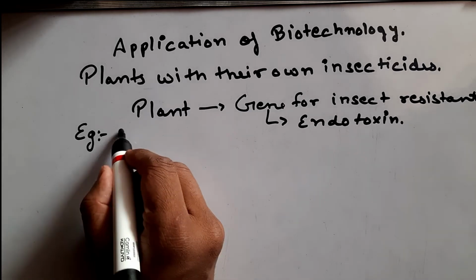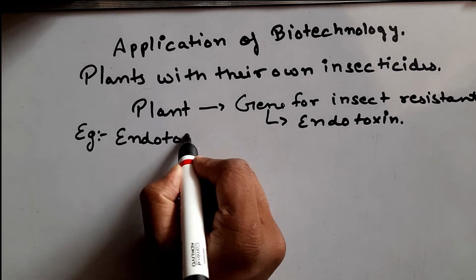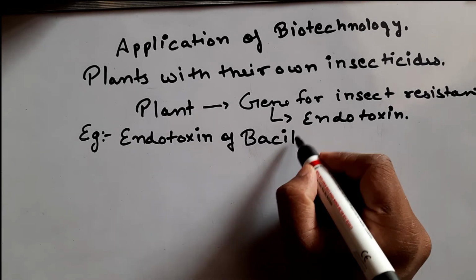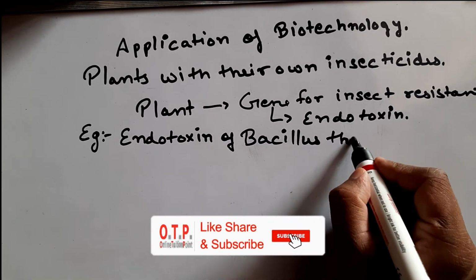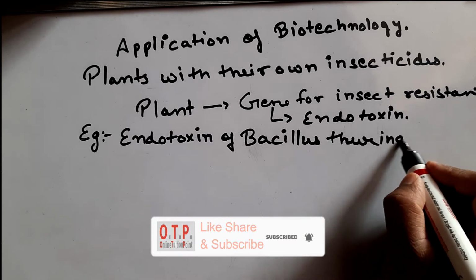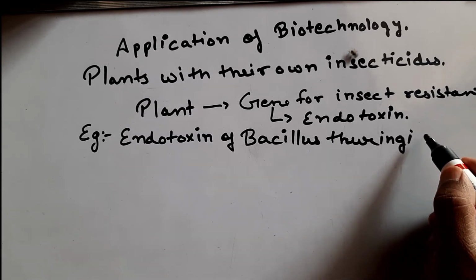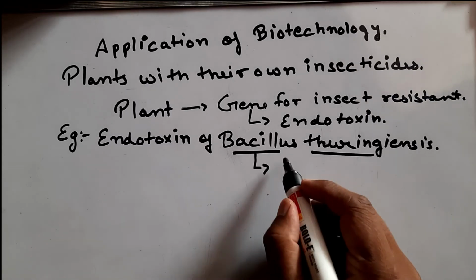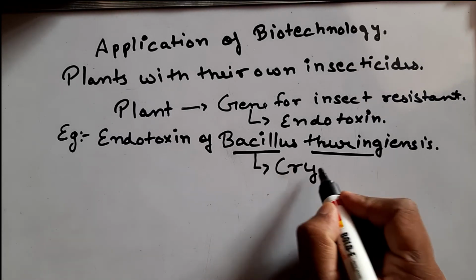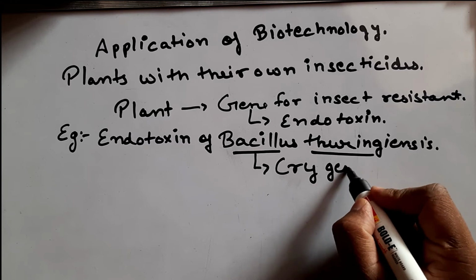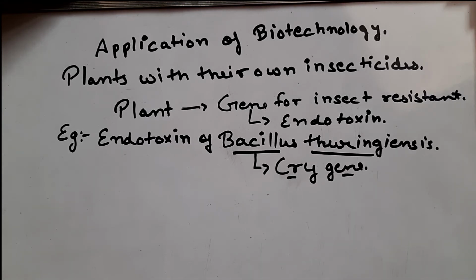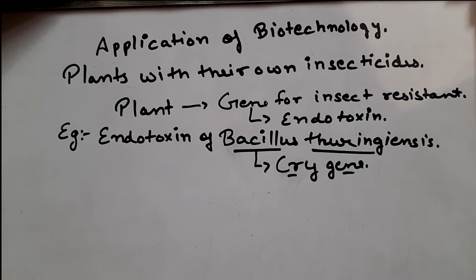Example of this is endotoxin of Bacillus thuringiensis. That means this endotoxin is extracted from Bacillus thuringiensis, and this endotoxin is formed by cry genes. That means cry genes produce endotoxin which is extracted from Bacillus thuringiensis. It is an important point with respect to the exams because many questions are formed from this point.